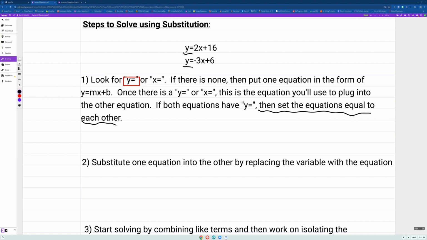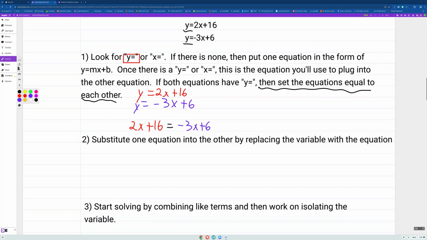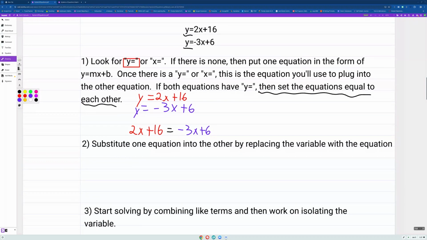So what I'm going to have to do is set the equations equal to each other. So what that's going to look like is I'm going to have y equals 2x plus 16 and y equals negative 3x plus 6. So now I'm setting these equal to each other. So what that's going to look like is 2x plus 16 is equal to negative 3x plus 6.